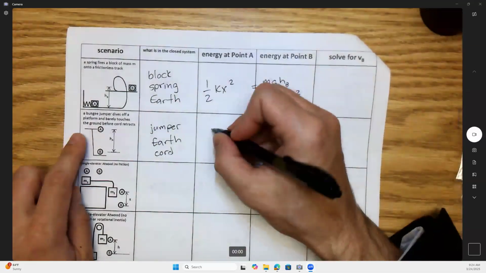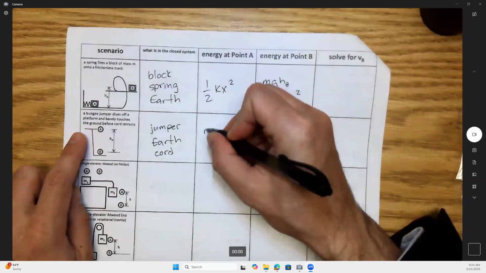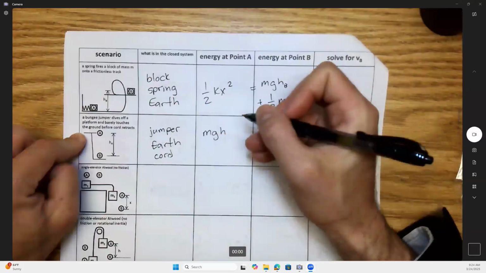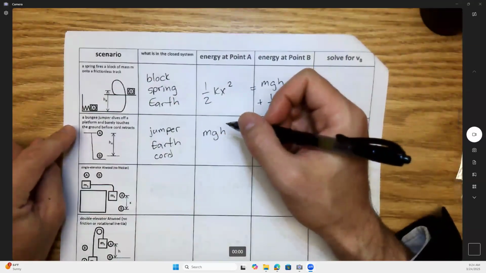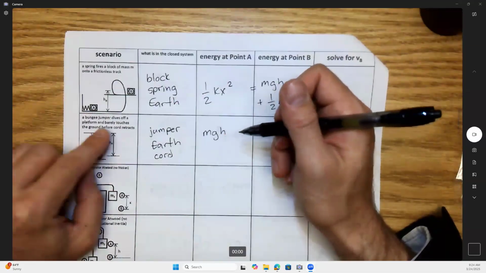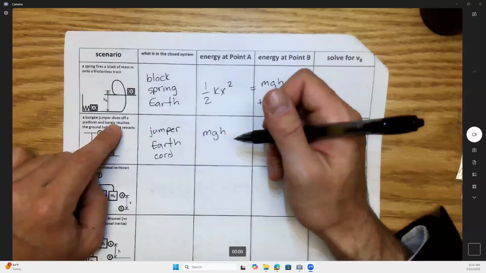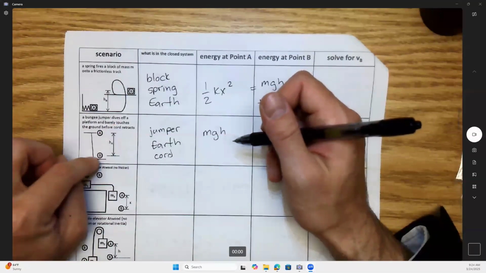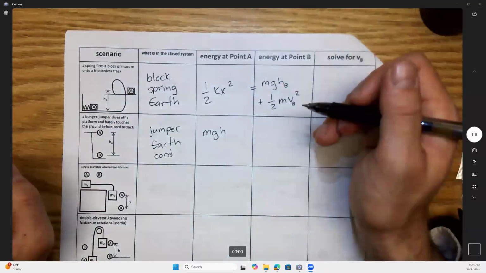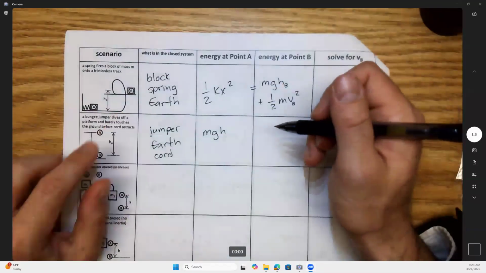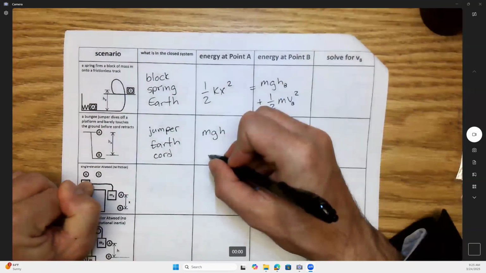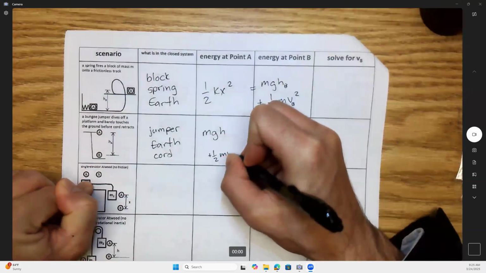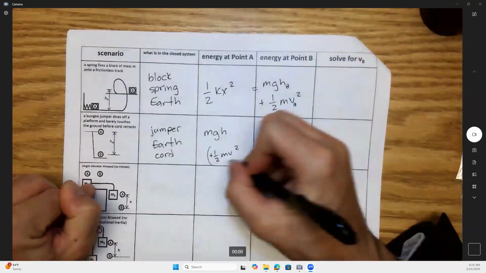Now at point A, there's definitely what kind of energy? Yeah, potential energy, mgh. Now, there might be more energy depending on how you interpret this. See where I said where he dives off? If he just steps off the platform, then it's just mgh. That's all. But what if he does a running jump? If he does a running jump, there's also what? Yeah, so there might also be 1/2 mv squared, depending on how the question is worded. I'll put that in parentheses.